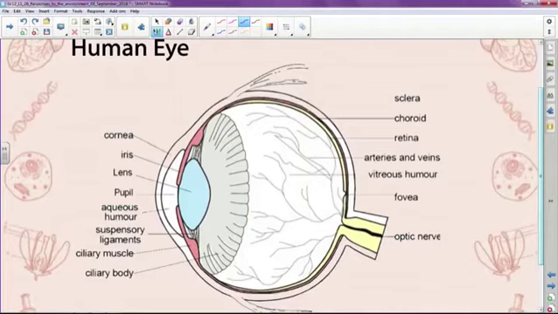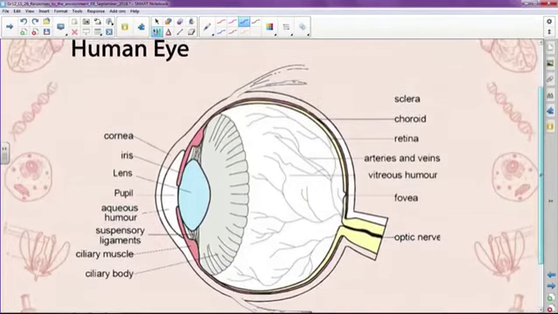We have the eye, and the eye consists of certain parts. If we have a look at it, we've got the cornea. The cornea is a cover that covers around the eye to protect it. Then you've got the iris. Here is the iris. The iris is the colored part of your eye. You've got the lens, which is a thick part here, which is very important.